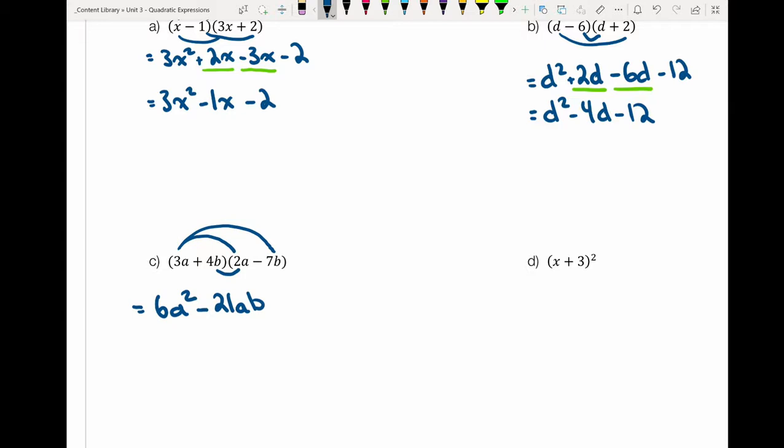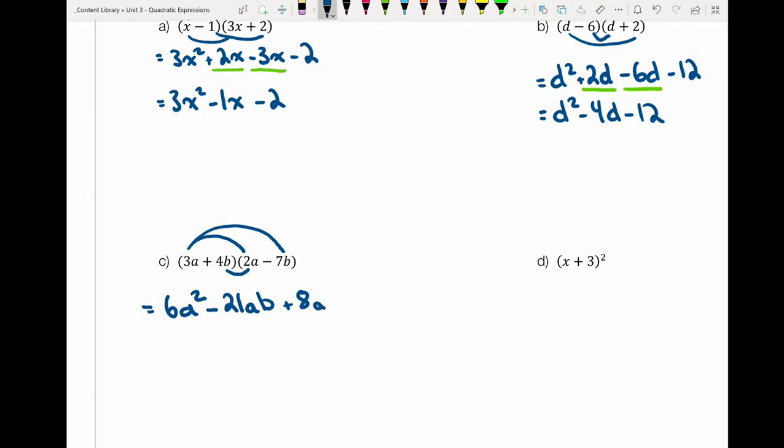4b times 2a, 4 times 2 is positive 8. B times a, you could do ba, or you could just keep it as ab. Again, when you're multiplying, order doesn't really matter. And then lastly, 4b times negative 7b is negative 28b squared.